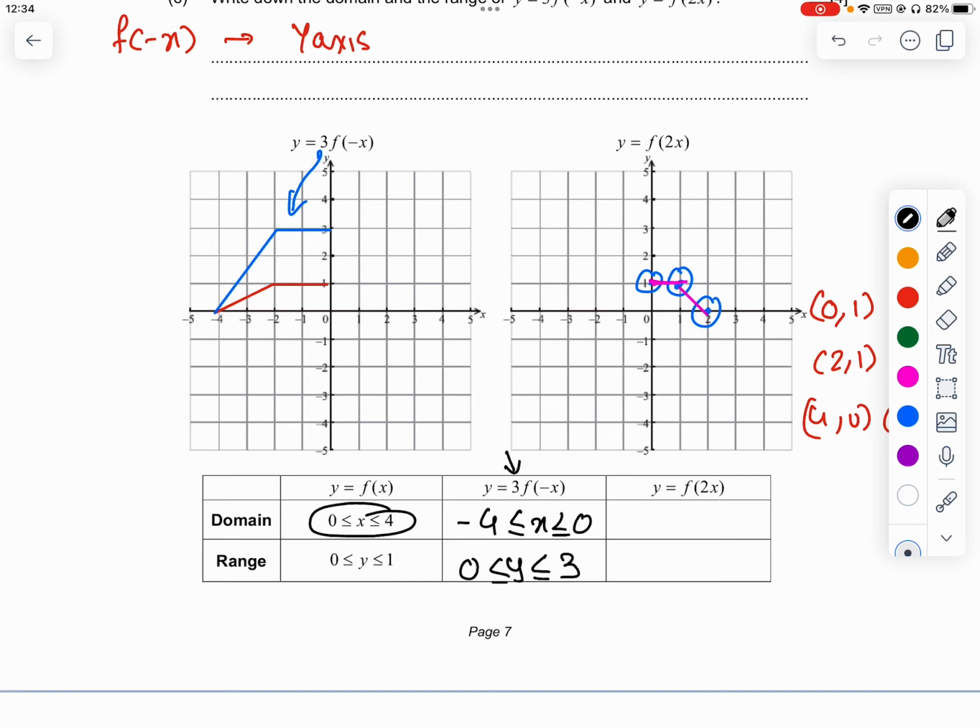F of 2x. So the domain is getting divided by 2. So it becomes x lies between 0 to 2. And the range does not change. In this case, only the x values are changing. Y values will not change. So 0 to 1.